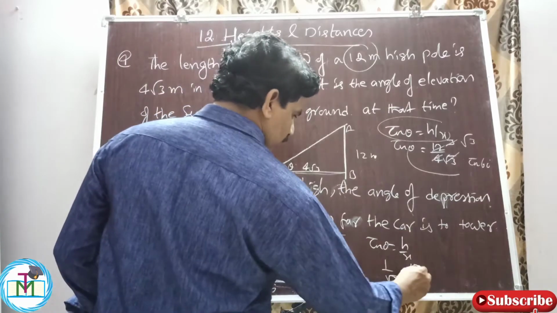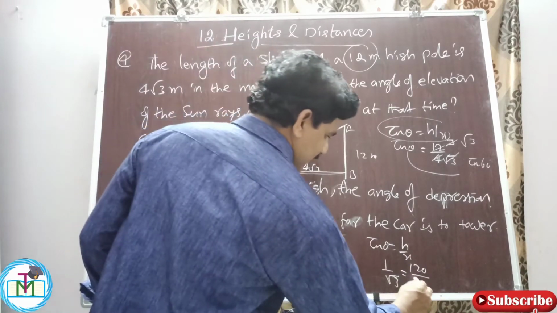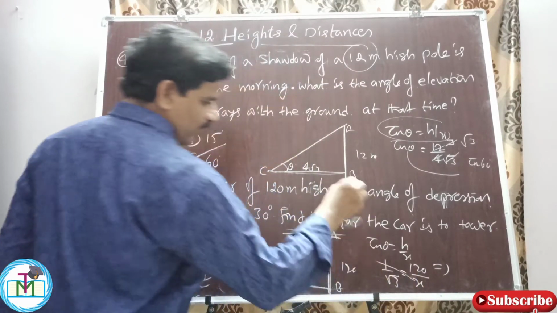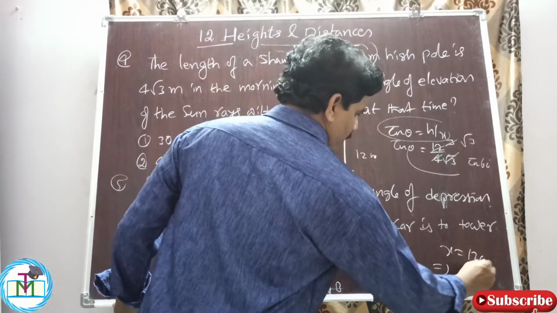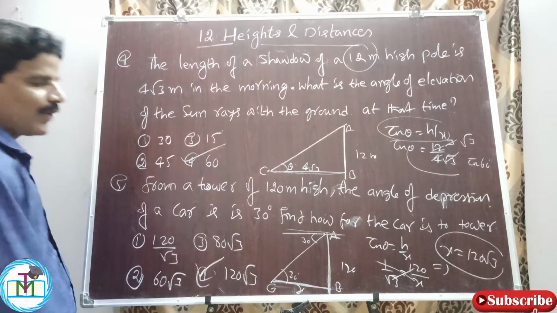H is equal to 120. X, I have to calculate, the distance. When I cross multiply this, 1 into x, x is equal to 120 root 3. X is equal to 120 root 3 is our answer, which is the 4th option.